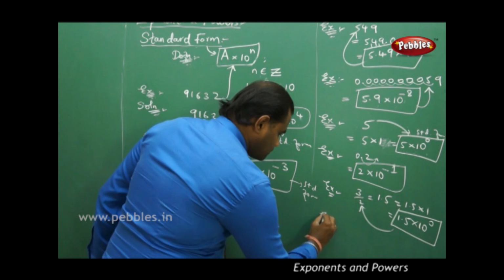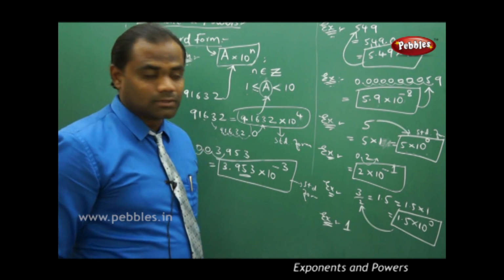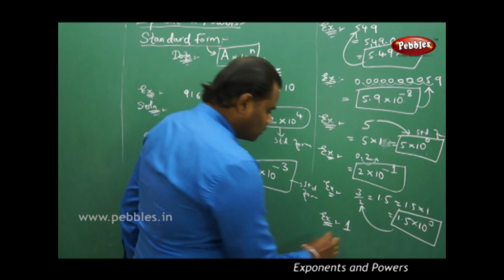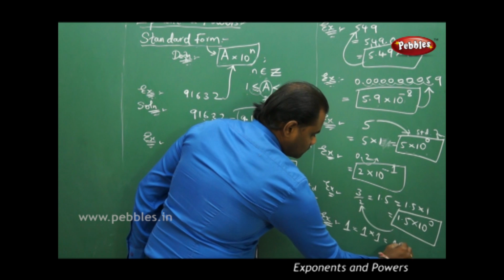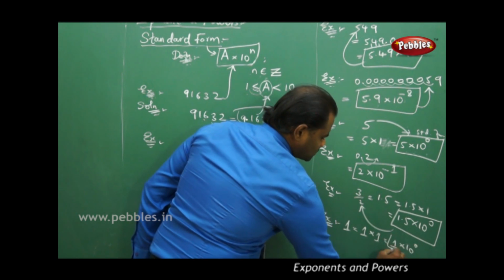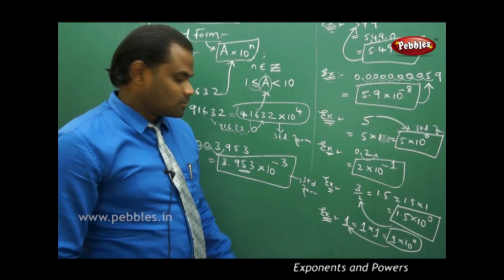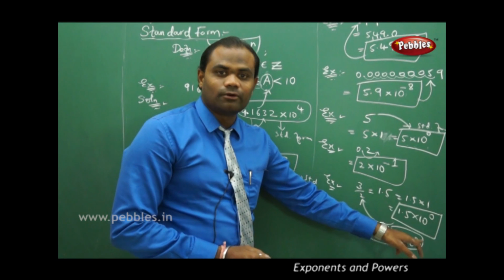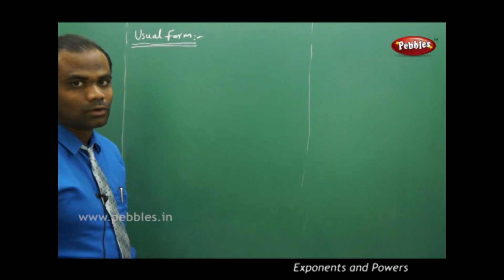Therefore, 1 is itself a standard case because 1 is included in a with equality. Therefore, 1 can be written as 1 times 1, which is nothing but 1 times 10 power 0. Now this is called the standard form of 1. So 1 can be written as 1 times 10 power 0, which is called the standard form of representation of the given problem. Now let's see the usual form from the standard form.